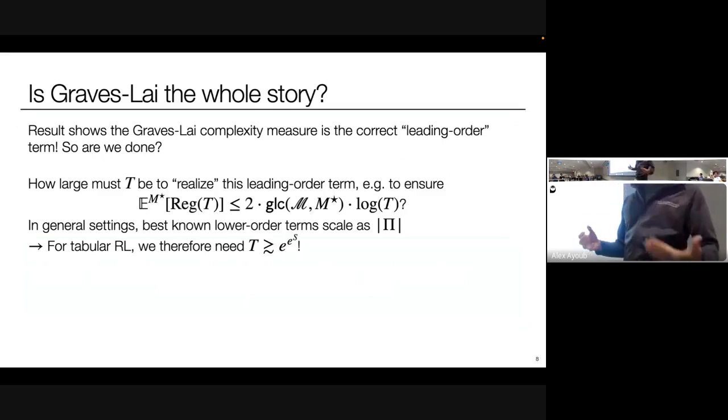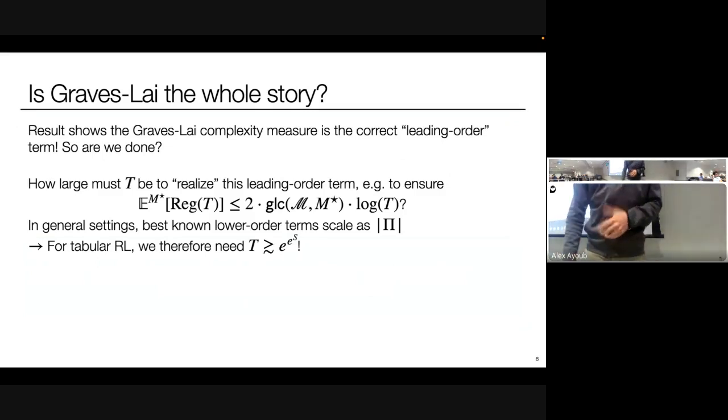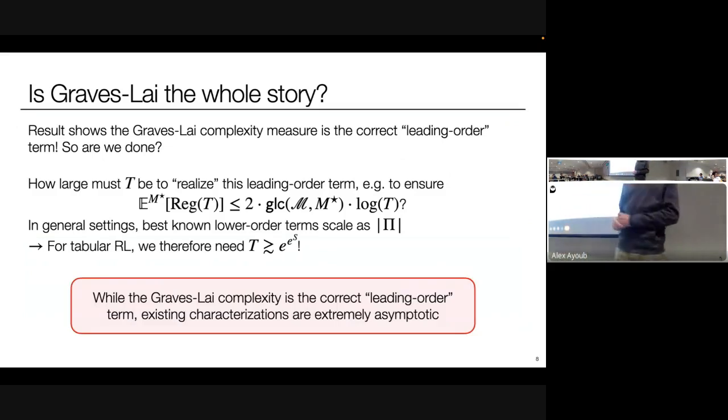And so while in some sense it is true that Graves and Lai does quantify the instance-dependent scaling, it quantifies it in a very asymptotic way, and we don't really have a great understanding of what the non-asymptotics are, what the right lower order terms are in some sense.